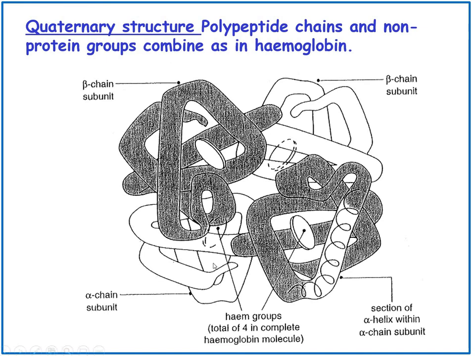So you can see here you've got 4 polypeptide chains, 4 separate ones. You've got 2 alpha subunits, 2 beta subunits, but then associated with these polypeptide chains, you've got these prosthetic groups, these non-protein groups called heme groups, which are iron groups, and that is where the oxygen will bind to carry oxygen around the body.